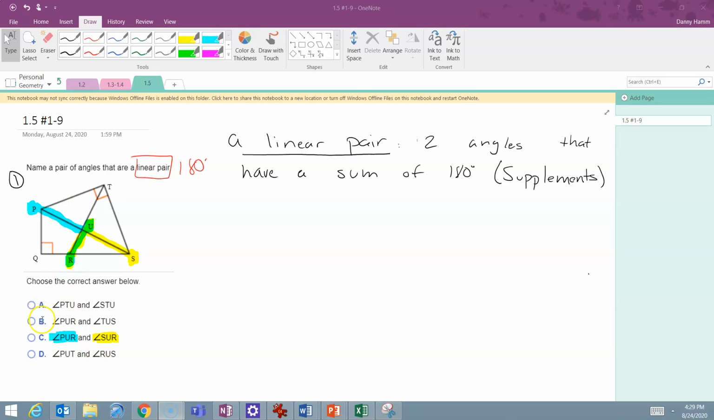And so here you can see highlighted in blue, we have RUP and we have SUR, and we can see that they cause an angle here to be straight, or they create a linear pair, or they add up to 180 degrees.